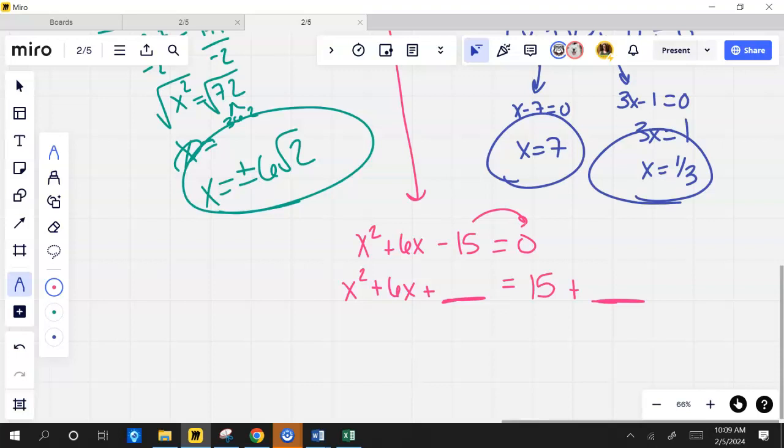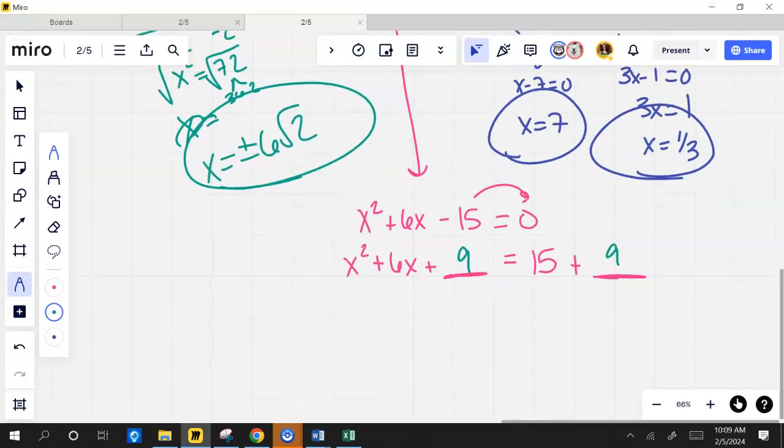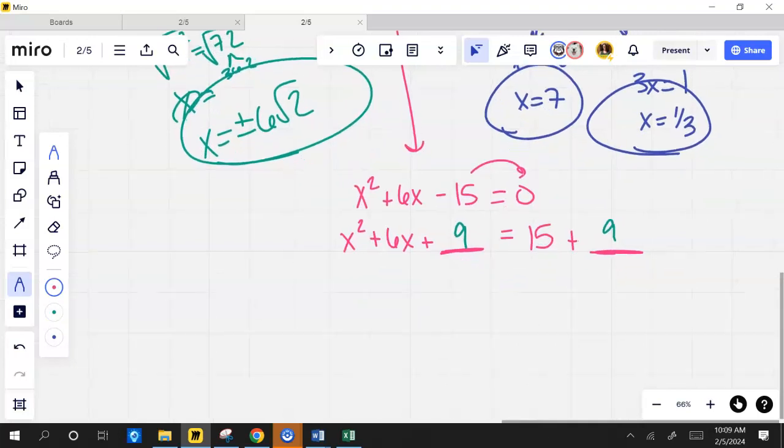What is the good C that goes there? What value would make that square dance? 9. Half the middle squared. Y'all remembering all this? We've learned a lot. This unit's big. All right. How does the left side factor? That's right. Equals 24. Now I can go ahead with square roots.